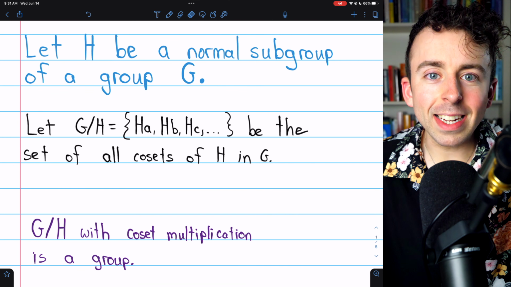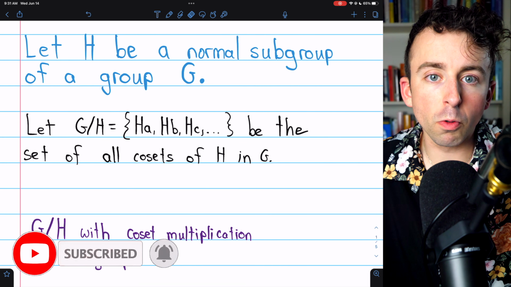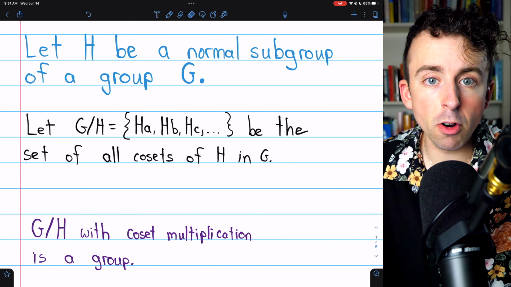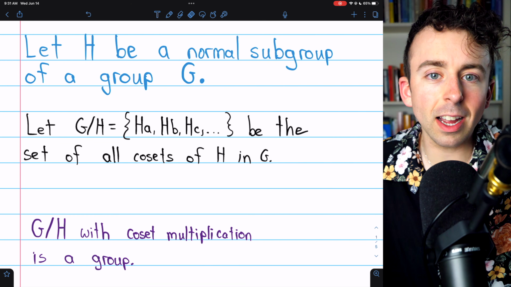We're finally ready to introduce quotient groups. Today, we'll go over what a quotient group is, we'll prove that they're actually groups, we'll prove a very important theorem about them, which is that they are homomorphic images, and we'll see a couple examples.